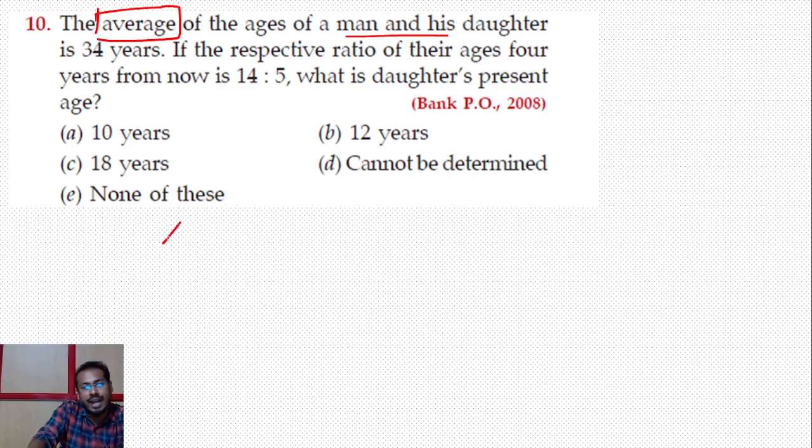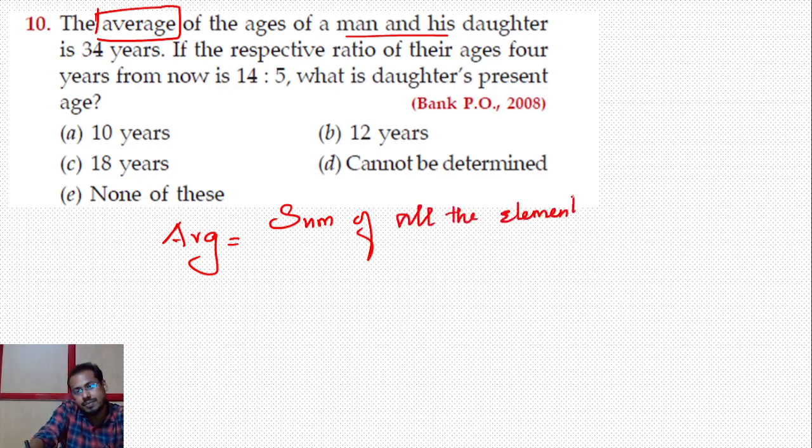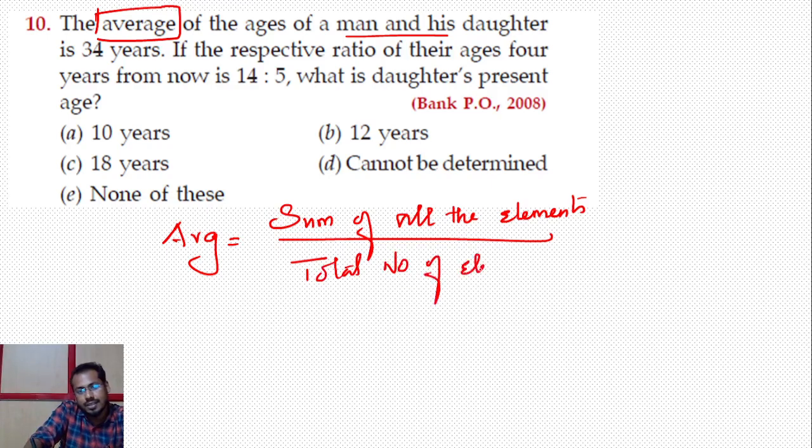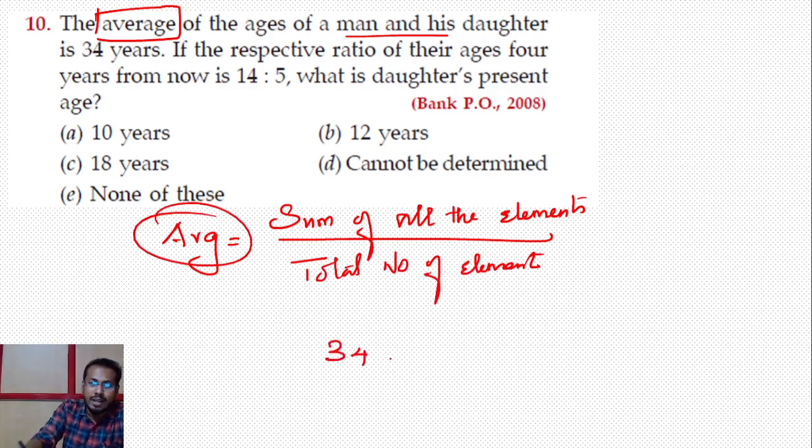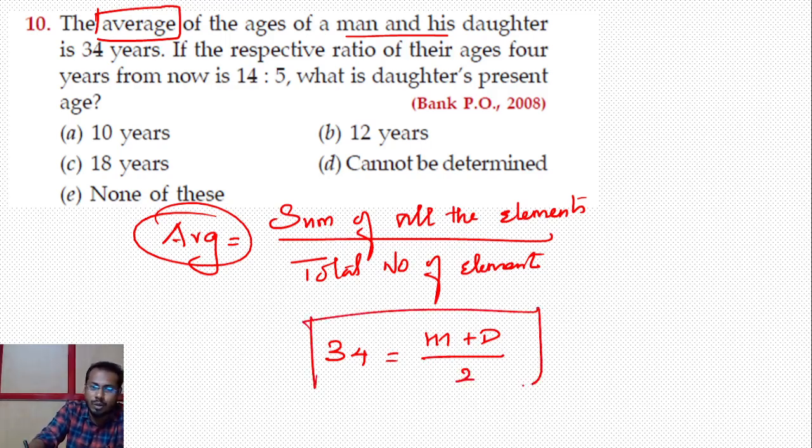Here this question is based on average. What is the formula for average, guys? Average is equal to the sum of all the elements over the total number of elements. So we know that, right? Here the average is given, that is 34, the average of the man and his daughter. Average means divided by the total number. So this is the concept.